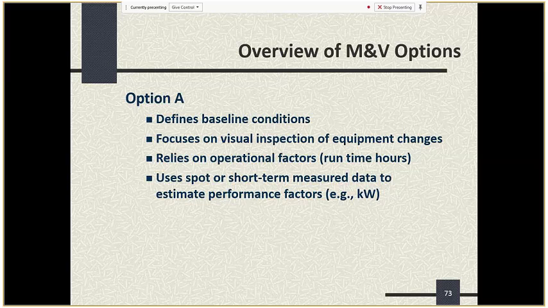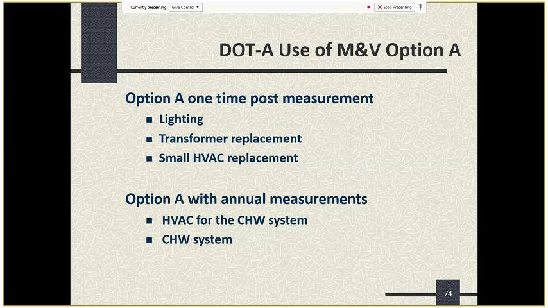Go to slide 74. So with option A, you're typically doing a one-time post-measurement after you've done a pre-measurement. This was also done on a transformer replacement, where effectively it was a one-time pre and post. And for small HVAC replacement, essentially there you're just using the efficiency of the new equipment, and you're looking at a calculation based on the pre and post equipment efficiency, because the savings are quite small from the small HVAC equipment. That's not true of lighting or so much the transformer replacement. There the savings are larger, but they're fairly certain also.